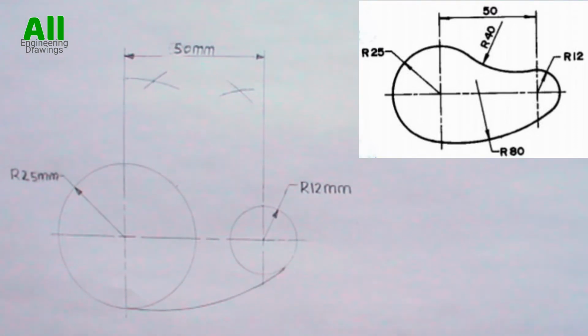Now place your compass at the point where the arcs intersect. With a radius of 40 mm, produce the upper tangential arc.